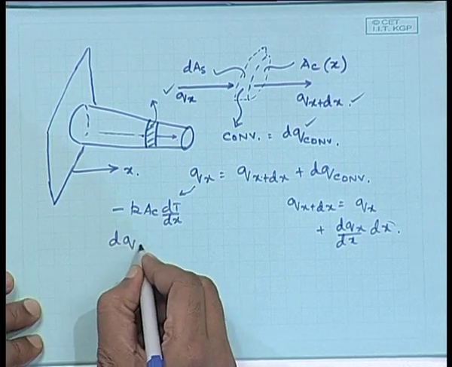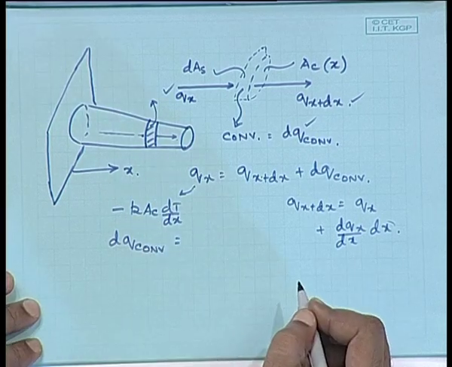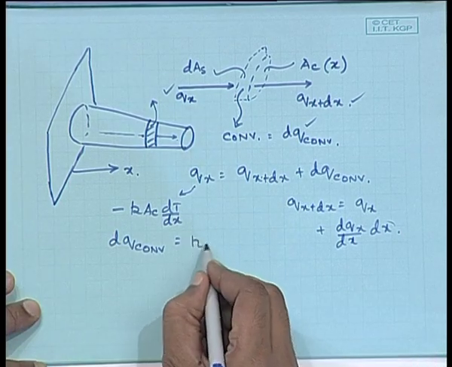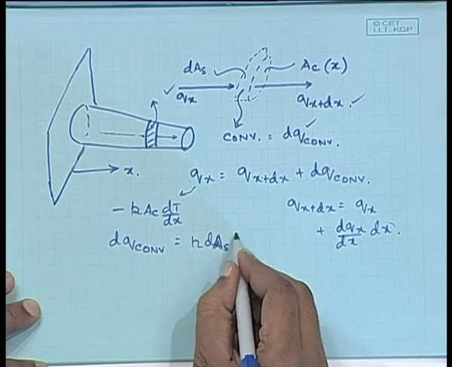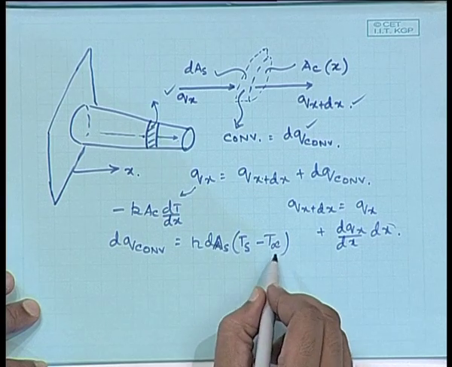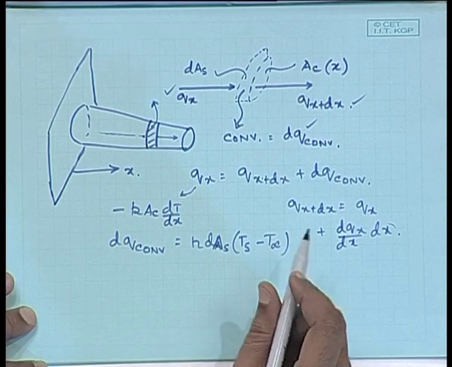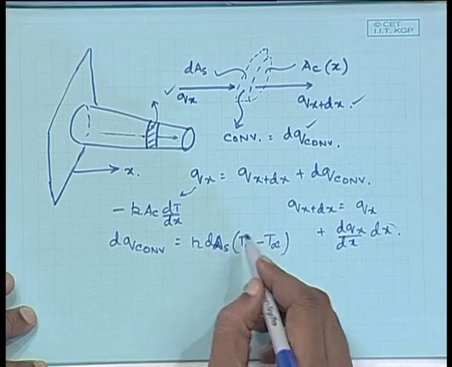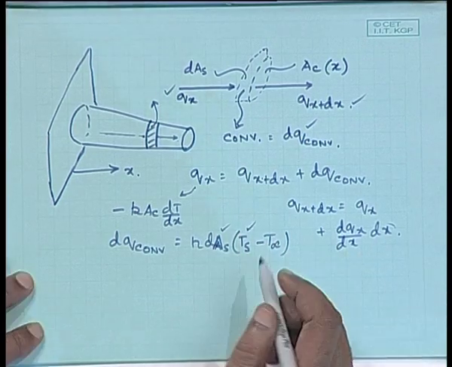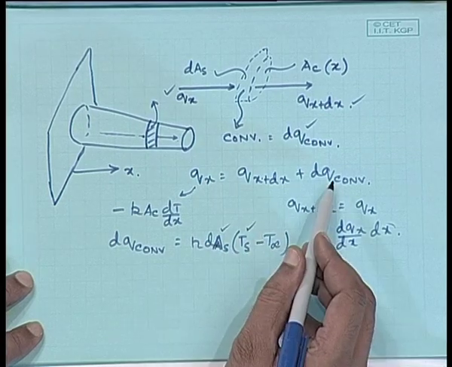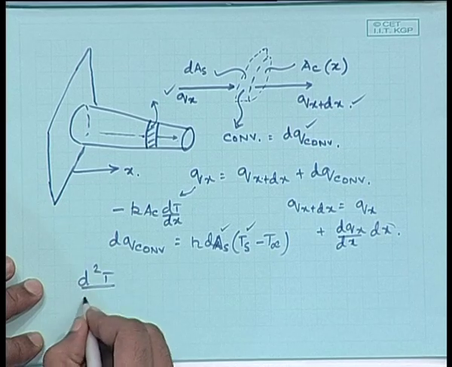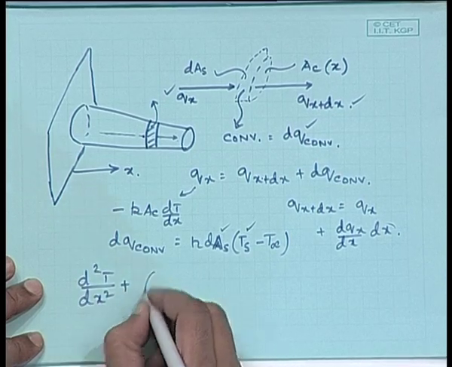What is dq convection? dq convection in terms of Newton's law of cooling, h dAs (Ts minus T infinity). In this equation, which terms are functions of x? Ts and As. These two are going to be functions of x. So, if you substitute all of this in this equation and simplify, which I am not going to do, the final form of the equation is in your text. So, you can find the intermediate steps.